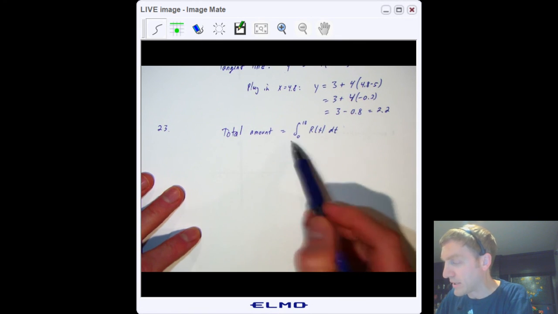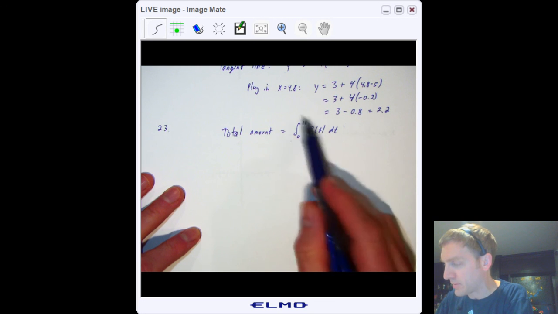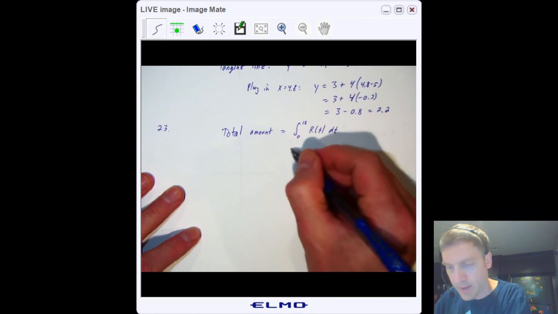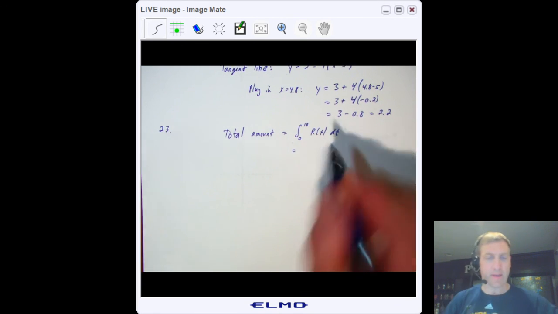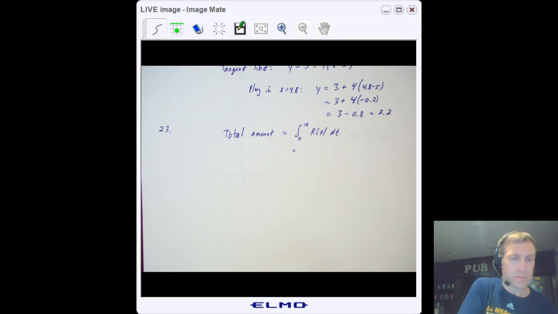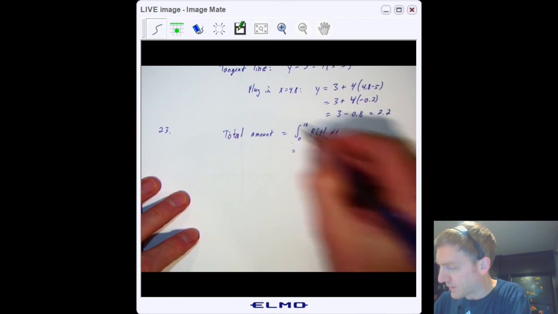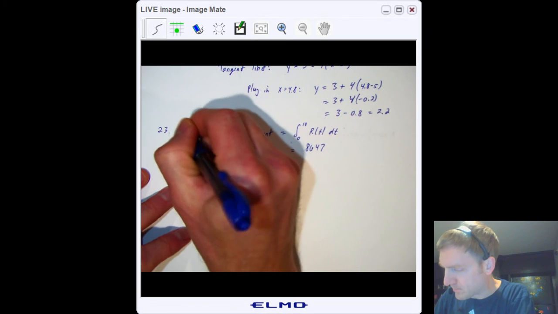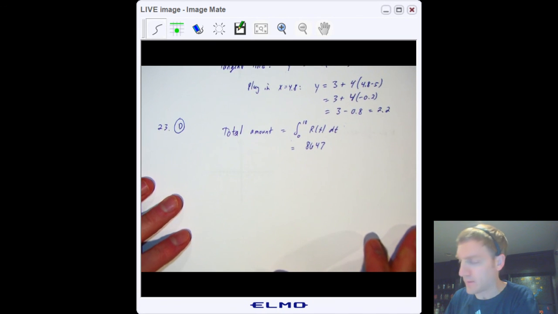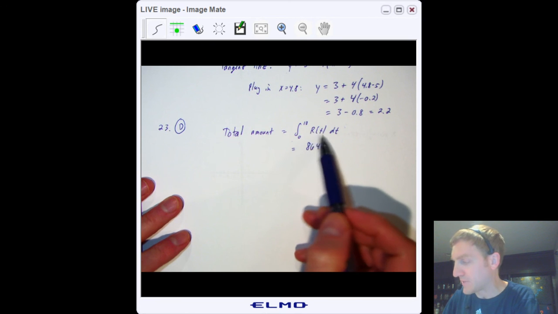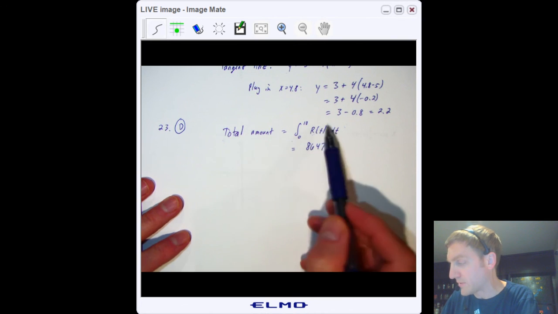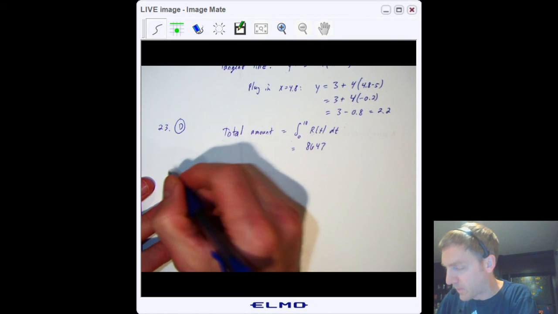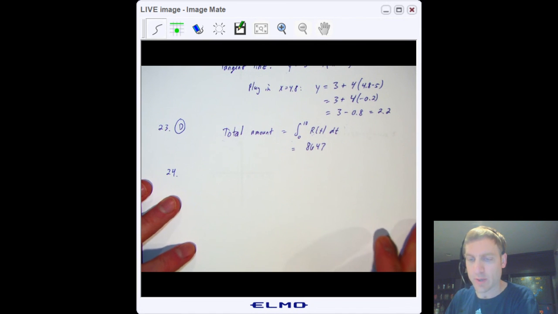So just do this integral in your calculator. That's all you have to do. Just plug that in your calculator and you get the answer. You get 8647, which is D. All right, so just do that integral in your calculator. So anytime, again, you're given a rate of change and you ask for a total amount of change, that is a definite integral. All right, last one here, 24.